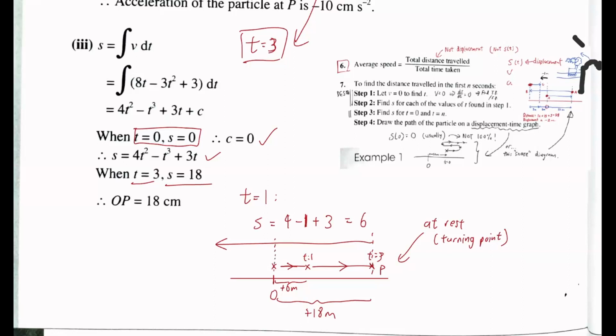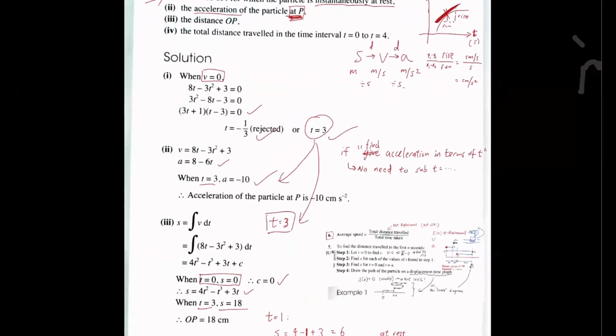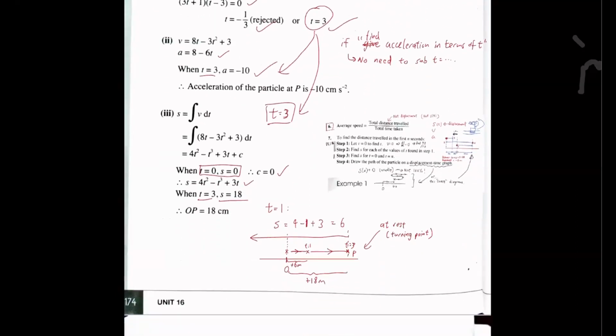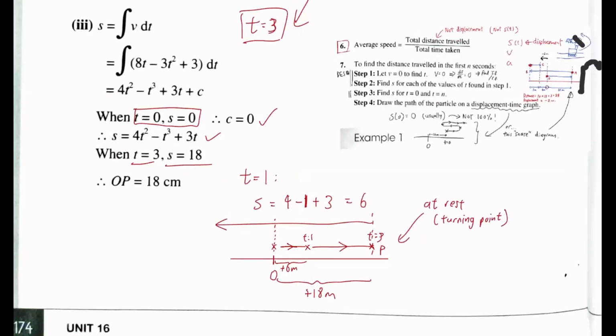Okay, so now let's look at the last part of the question: the total distance traveled in the time interval from t equals 0 to t equals 4. Maybe this is the part that actually requires the 4-step procedure, because now we have t equals 0 to t equals 4. What step have we not done yet? One, two, three, four.